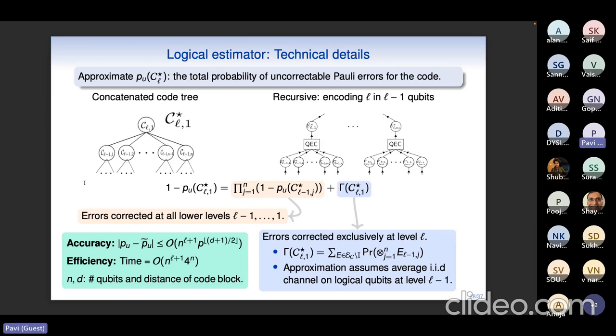Now, the bottom line of this story is that for concatenated codes, we have an efficient way of approximating the logical error rate from experimental data. And this efficient approximation is what we call the logical estimator. This is now an operational figure of merit for a physical channel and an error correcting code.